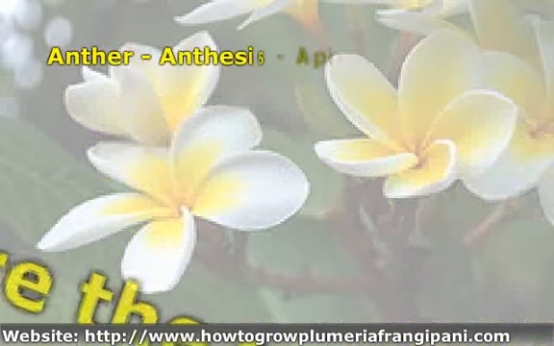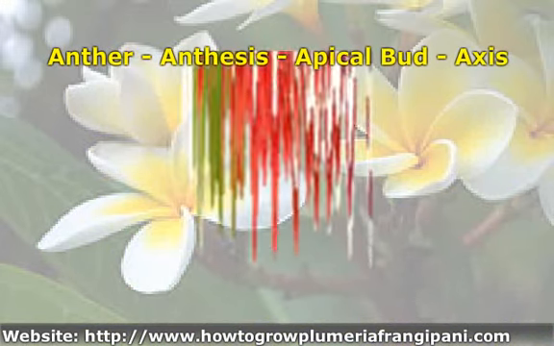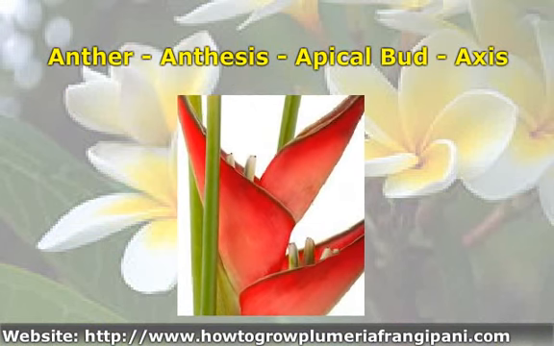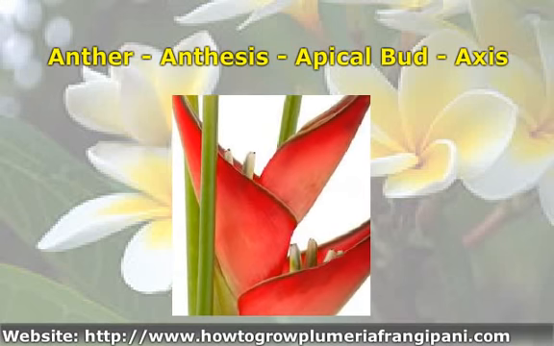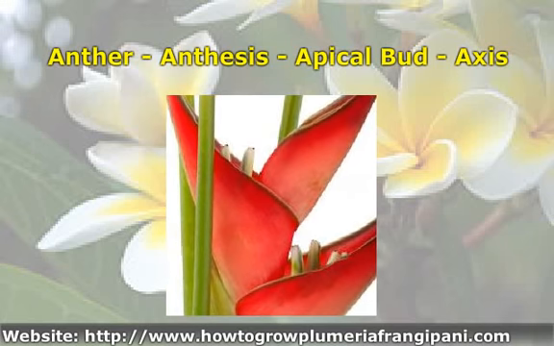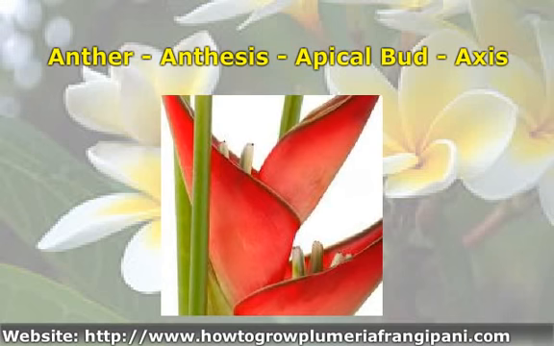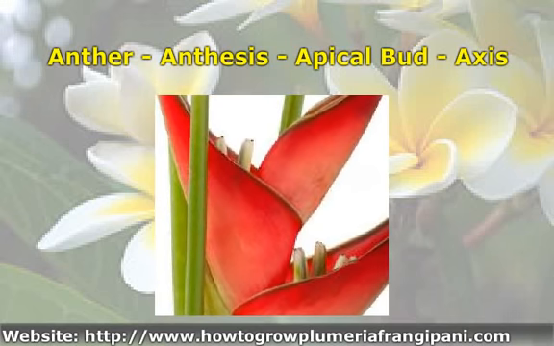Anther is the male reproductive part of flowers. This is the part which contains the pollen. Anthesis describes the time and the process of budding, including the opening of flowers. One synonym for anthesis is blossoming. Apical bud is the terminal bud which develops at the tip of the branches. Axis is described as the angle between the upper surface of the leaf and the stem to which it is attached.